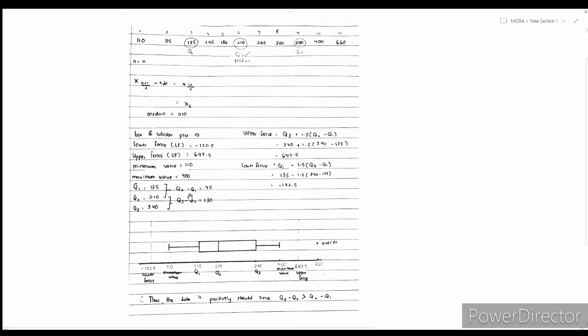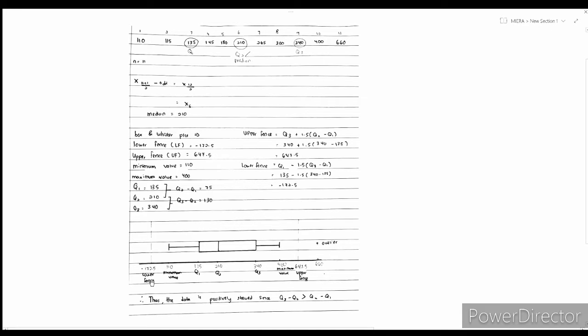After that, we find the minimum value is 110 and the maximum value is 400. We use the second quartile minus first quartile, which equals 75, and the third quartile minus second quartile, which equals 130. After that, we can plot the box and whiskers.